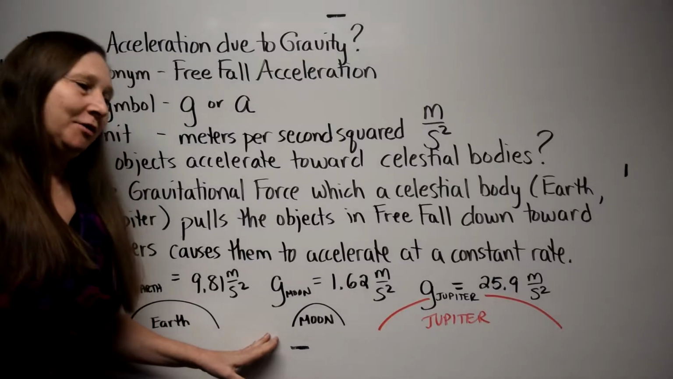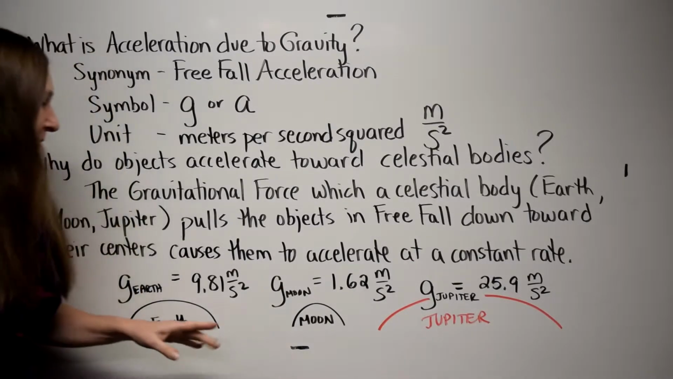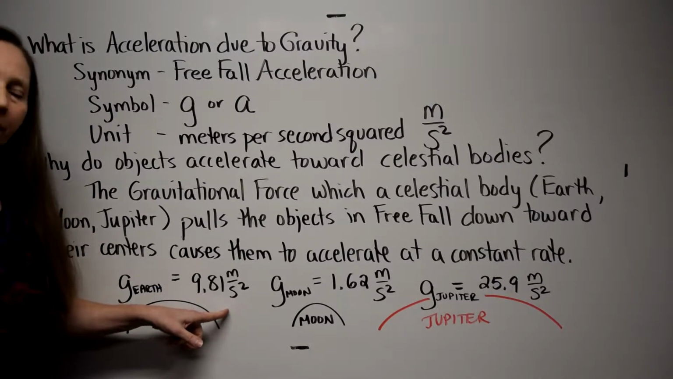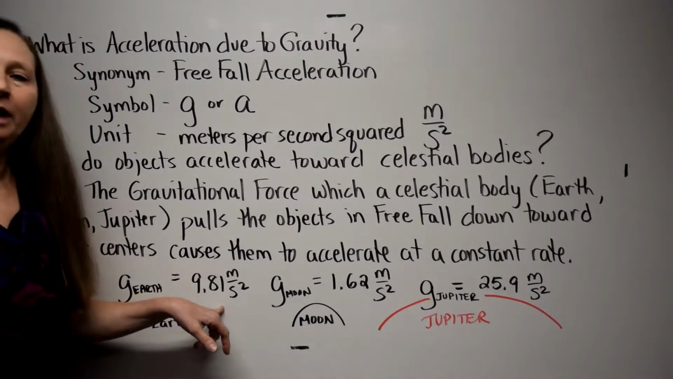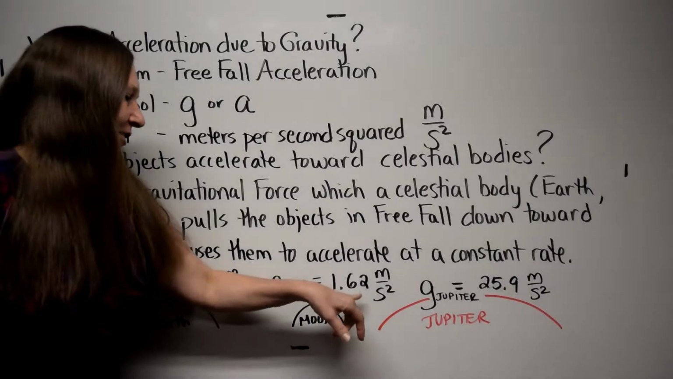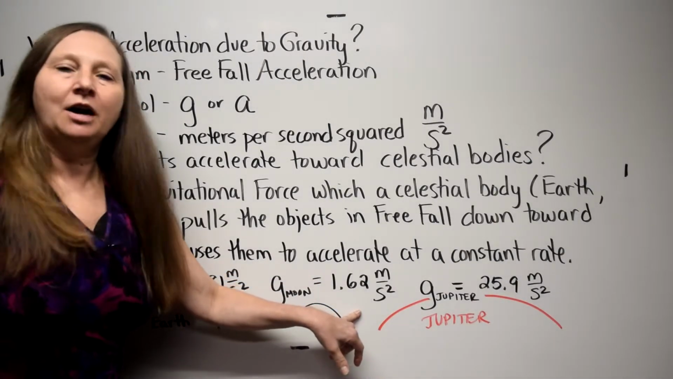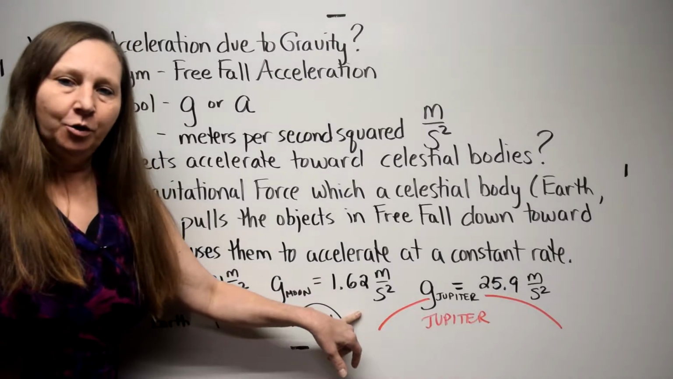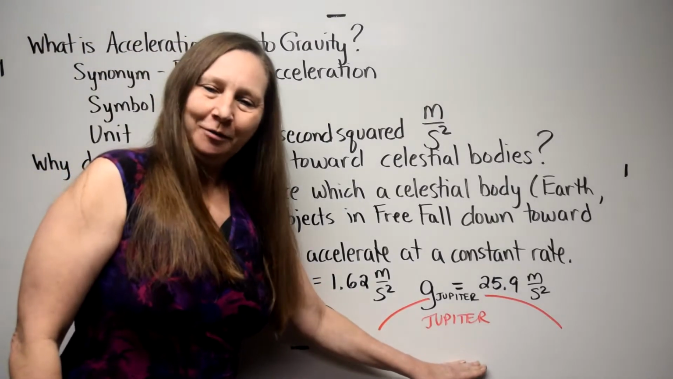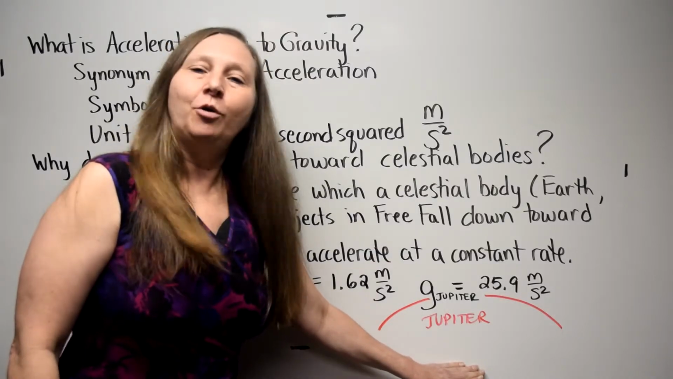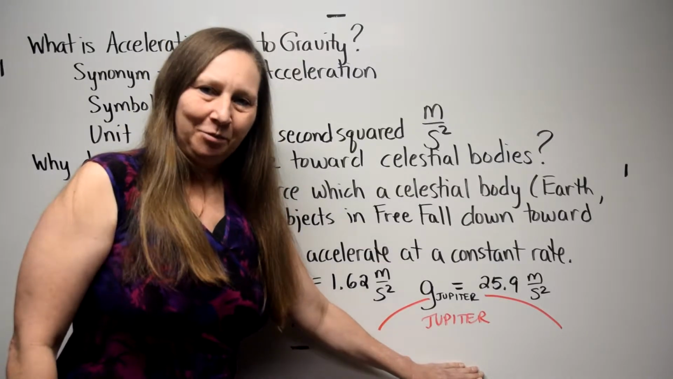The acceleration due to gravity on the Moon is approximately 1/6 of the acceleration due to gravity for the Earth. So take 9.81, divide it by 6, and 1.62 meters per second squared is the approximate acceleration due to gravity on the Moon. For Jupiter, the acceleration due to gravity is much, much larger, 25.9 meters per second squared, approximately.